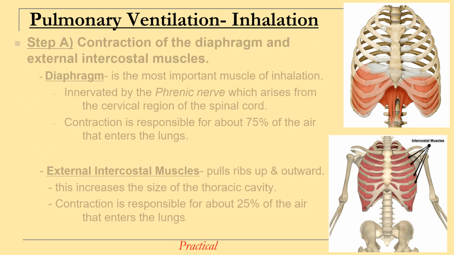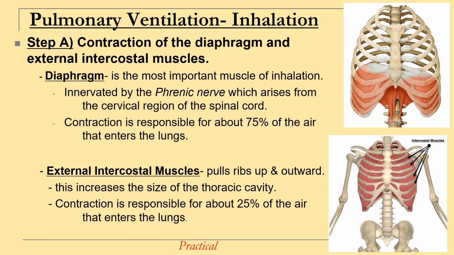Contraction of the diaphragm and external intercostals. Let's start with that. So what we want to know with step A in pulmonary ventilation is with the diaphragm. One, it's the most important muscle of inhalation. Two, it's innervated by the phrenic nerve. And three, it is responsible for about 75% of the air that moves into your lungs. So the diaphragm is a huge player in our respiratory system. Most important muscle of inhalation, phrenic nerve, 75% of the air.